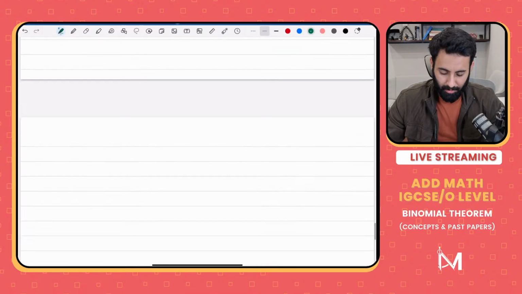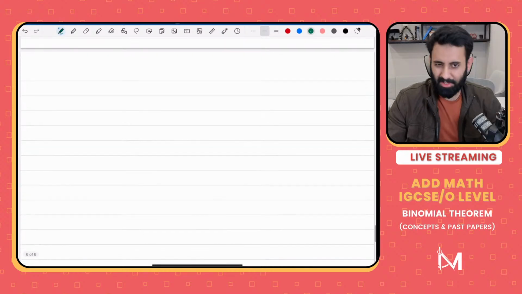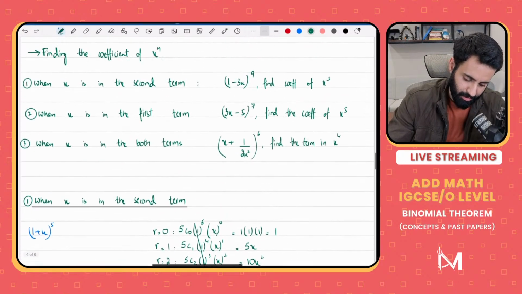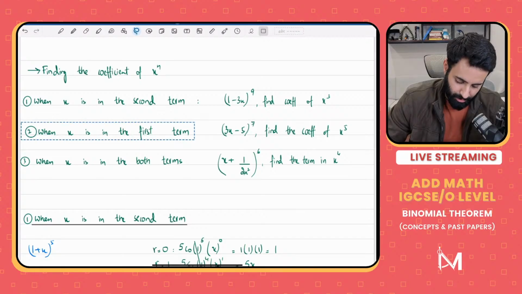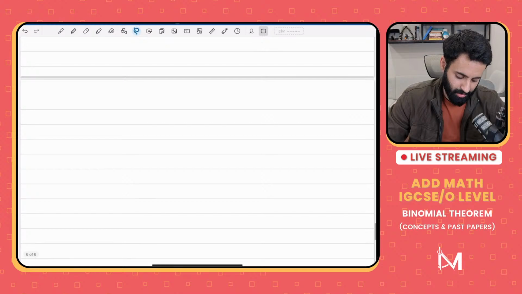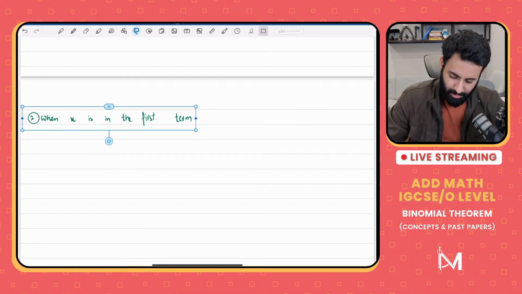Now let's see what happens when x is in the first term. Now this is not very common. In fact, of the 3, this is the least common. But what's new in this is the fact that you don't have to expand the whole thing. You can just figure out what the value of r is and find out the relevant coefficient. I mean, if you knew this already, well then I guess you're the smart one. But I guess some of us didn't know this, so that's why.